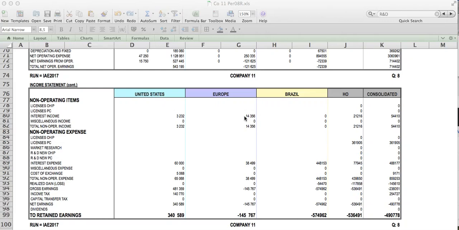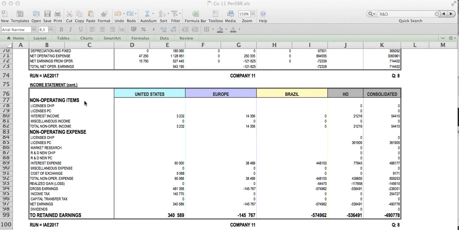Welcome back. This is now a tutorial on the bottom part of the income statement covering net non-operating earnings and expenses, and retained earnings, net earnings and retained earnings. So we have explained up until the total net operating earnings, but there are other expenses that the company will support which have nothing to do with operation.